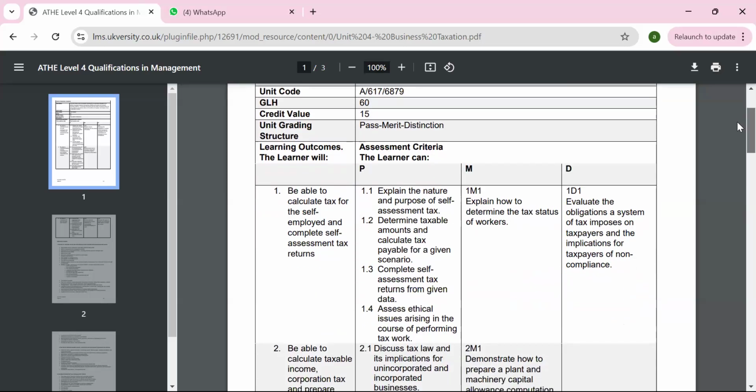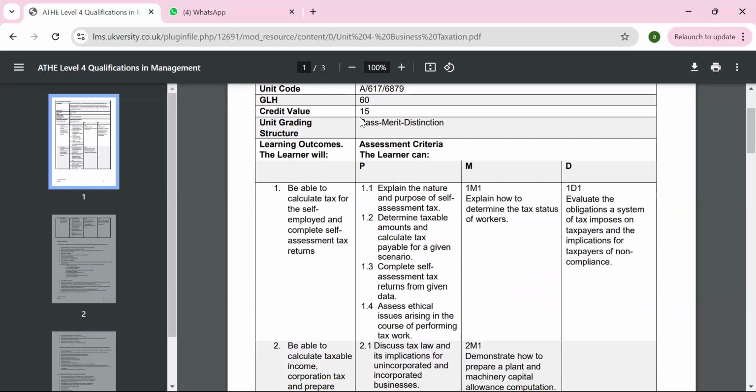Each lesson will go through the 3 criteria: pass, merit, distinction, or of course, if you're not achieving, it will be a refer. Each lesson will go through one LO, one learning outcome: be able to calculate the tax for self-employed and complete the self-assessment tax return. So we'll go through self-assessment, explain the nature and the purpose of the self-assessment tax.